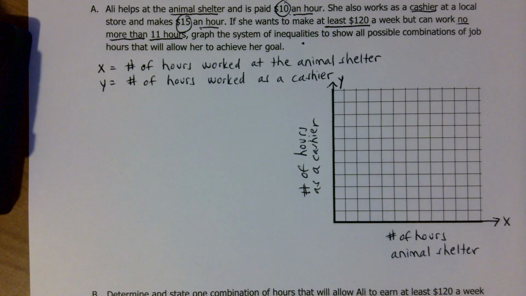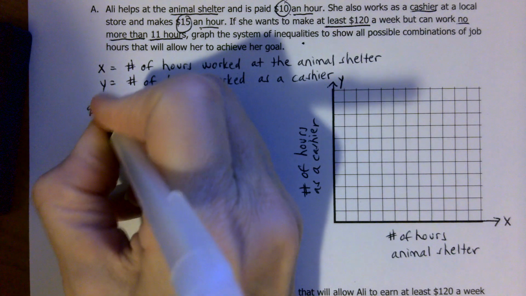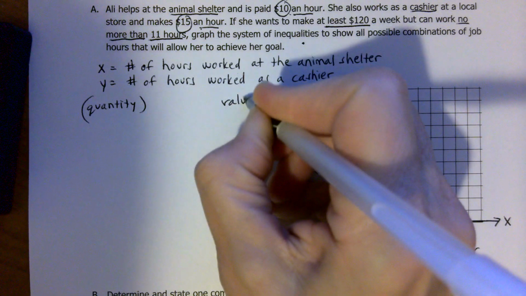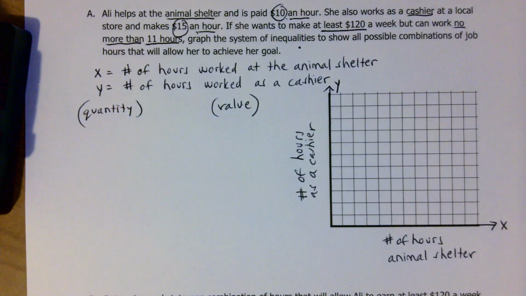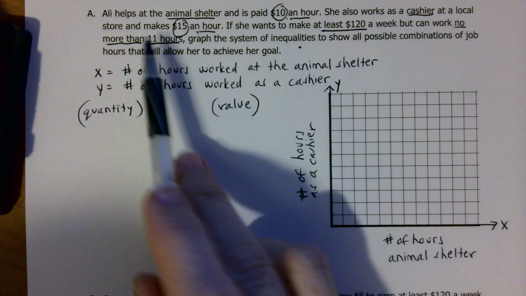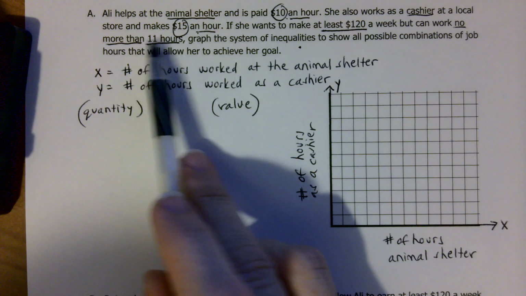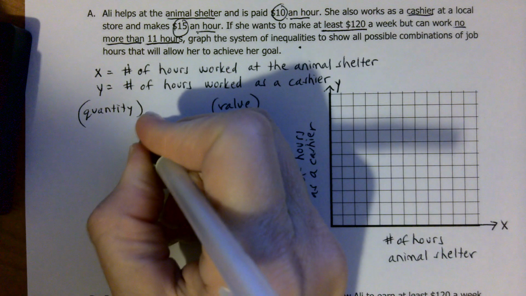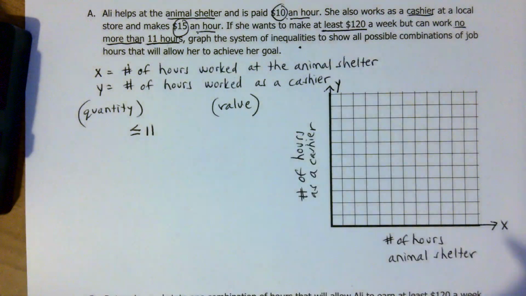Okay, we need to write our two inequalities. So one of the inequalities is usually about the quantity, how many of this we have. And the other one is usually about the value, how much money we're going to make, or what's the value of what I have. So when we look at the quantity, we know that no more than 11 hours means I can work up to 11 hours. I can include 11 hours, but I can't go past that. So no more than 11 hours is less than or equal to 11.